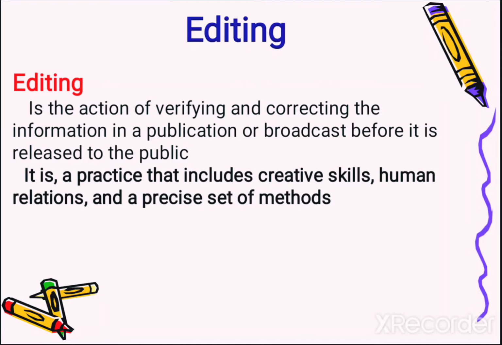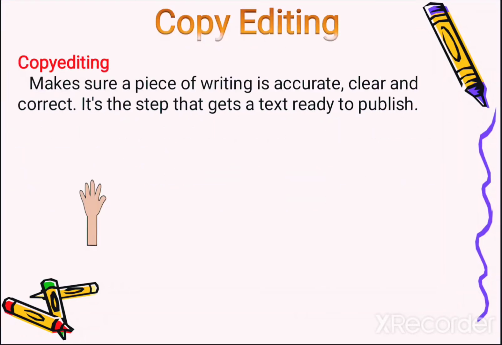It is also a practice that includes creative skills, human relations, and a precise set of methods. There are different kinds of methods and different steps used for editing, which we are going to discuss later on. Then the next is what is actually copy editing. We already discussed what is editing: it is verifying and correcting the data.